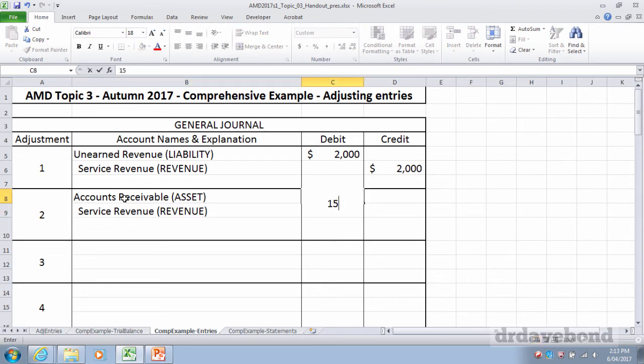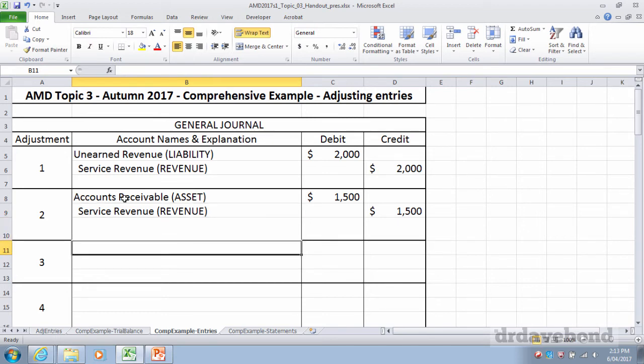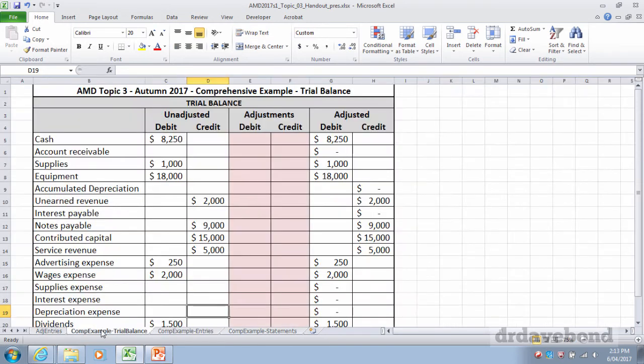And in that case, it's $1,500 and $1,500. So again, no cash is involved, and we've got a balance sheet item and a profit and loss item. Then it tells us we had $650 worth of supplies left. If we look at the trial balance, what we'd listed was $1,000 of supplies. We only have $650 left, so we need to adjust this down from $1,000 to $650.